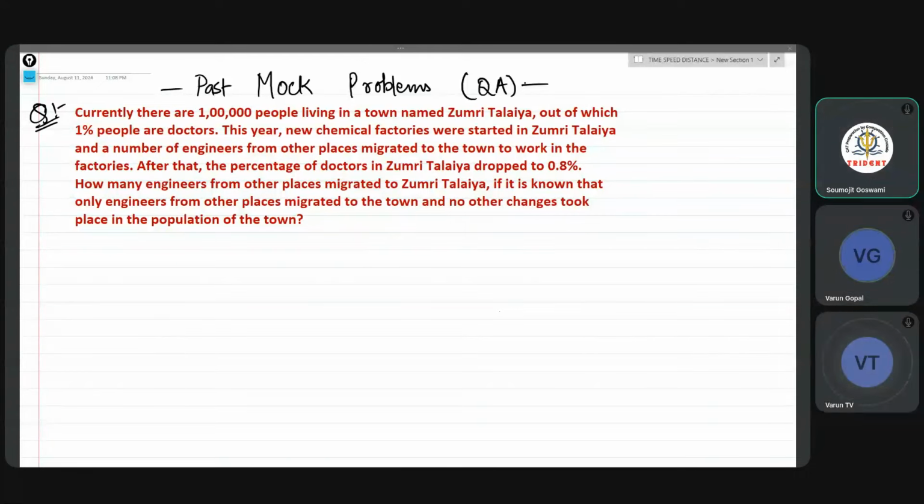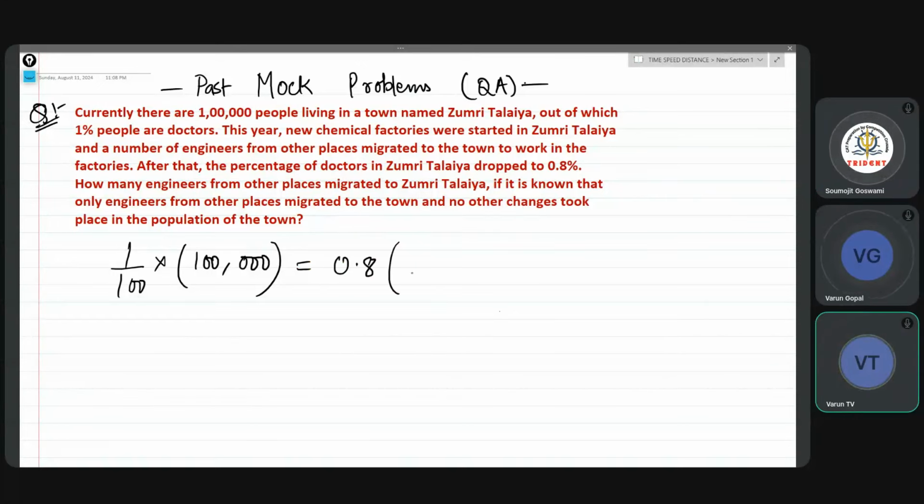1% of doctors is 1,000, right? And later 0.8% are dropped. We know that 1,000 by total population equals 1,000 by 1 lakh plus E, into 100, equals 0.8%. So by solving it, we get E equals 20,000. We know the percentage 0.8 dropped equals the doctors' population by the new population, 1 lakh plus immigrants.